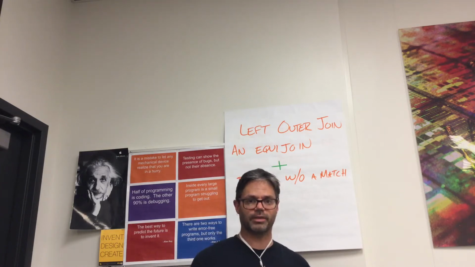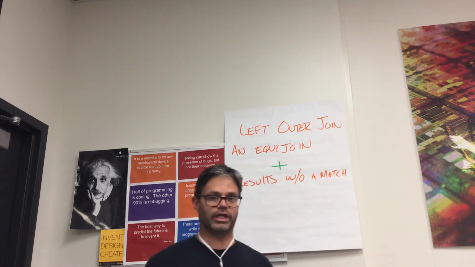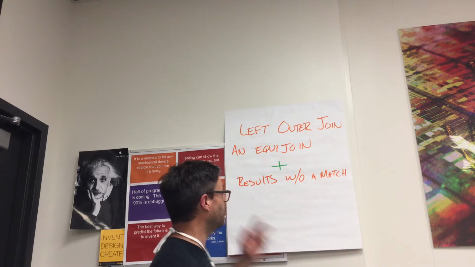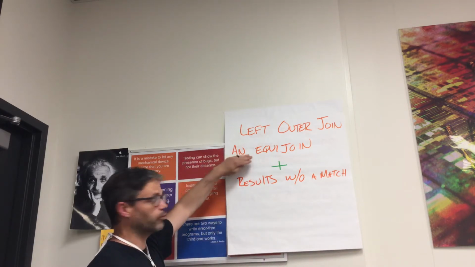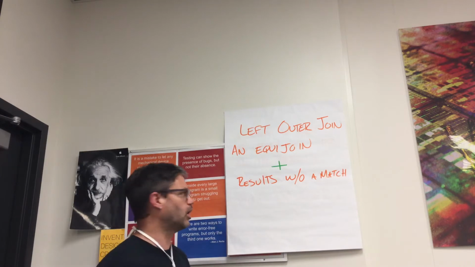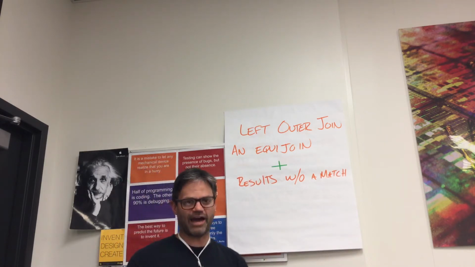Good morning. Today we're going to be talking about how we can do what's called a left outer join in SQL. So let's go ahead and take a look at that. Basically, when we're doing a left outer join, it's like we're doing a regular equi join, the standard one we've been using all year long. We also want to get the results that don't have that match.